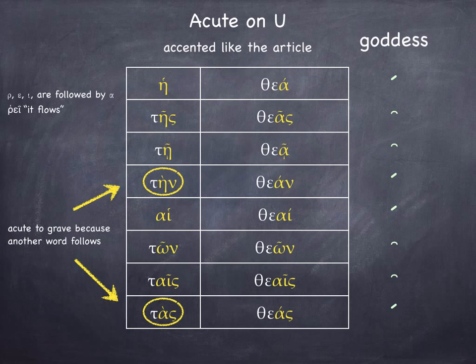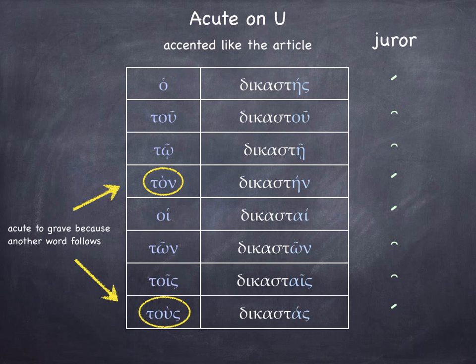An eta noun in this declension, the rule applies as well. The pattern applies as well: acute, circumflex, circumflex, acute, acute, circumflex, circumflex, acute. What about a masculine noun in the alpha eta declension? Same pattern.